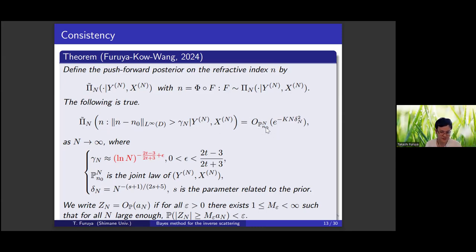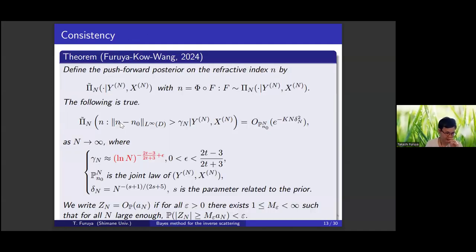Sorry, so first I need to explain this notation. If I write that X n is equal to O_P of the sequence a n, it means the following. So very roughly speaking, the probability that pi tilde of n is bigger than exponential minus k n delta n square is very small if n goes to infinity. So that means, very roughly speaking, n is very close to n zero in the sense of the posterior distribution. This is a consistency theorem. That means the estimate n is concentrated on n zero.